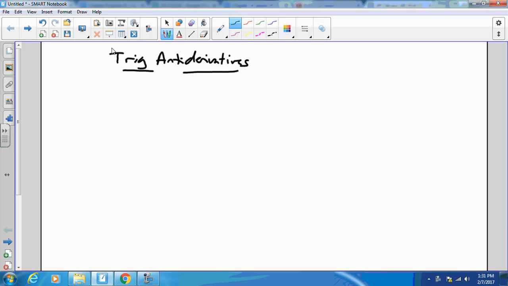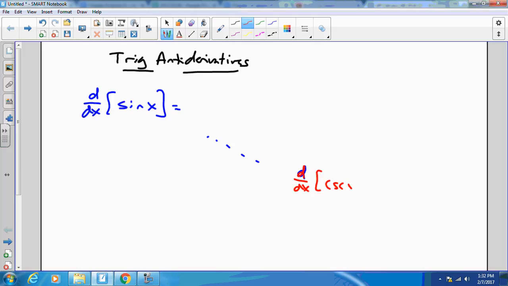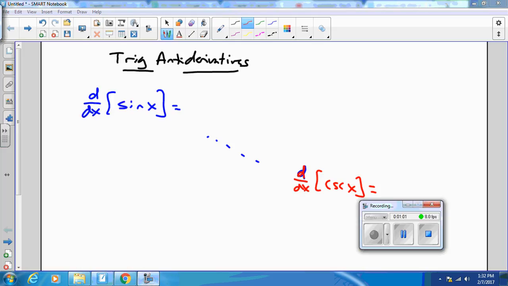And the first thing that I want you to do, actually, is to create a list of the 6 trig derivatives that we have, the derivatives of the 6 trig functions, starting with the derivative of sine x and ending up all the way over here with the derivative of cosecant x. So go ahead and do those 6 at this time.